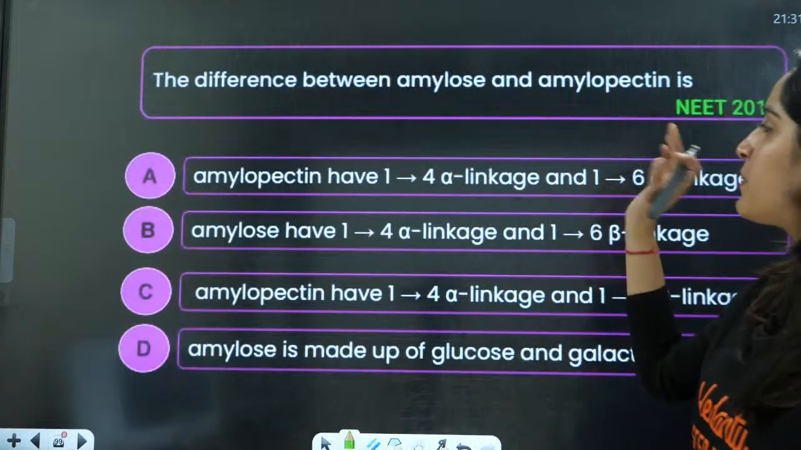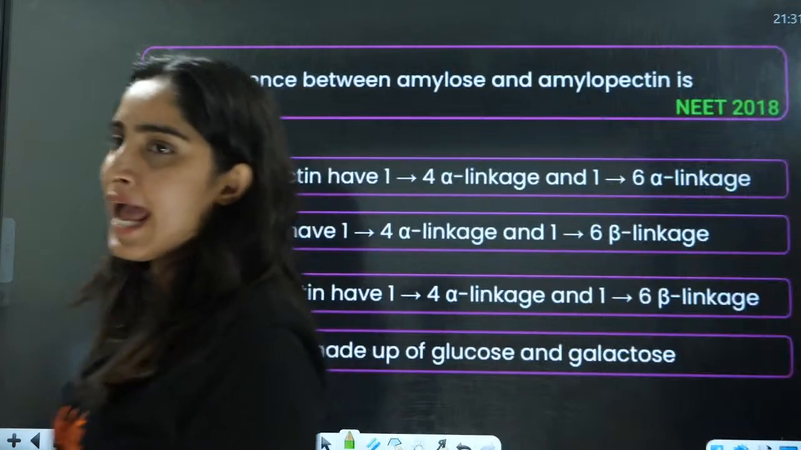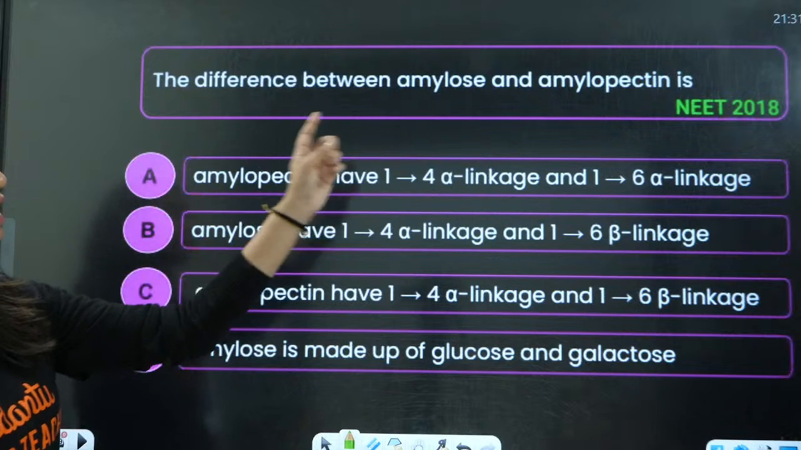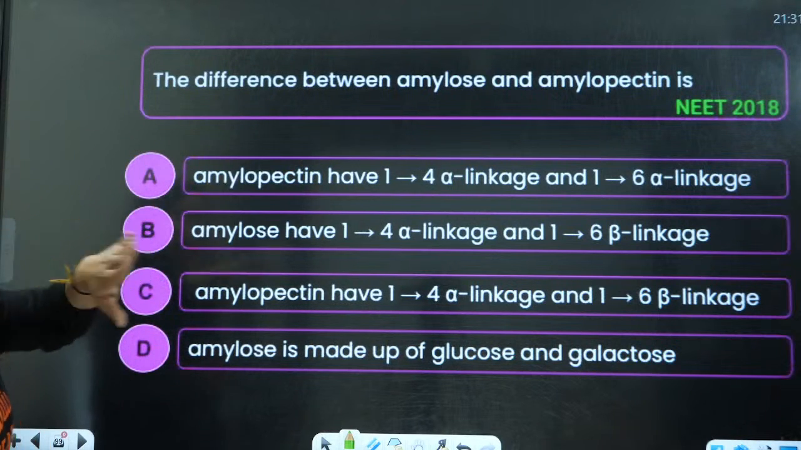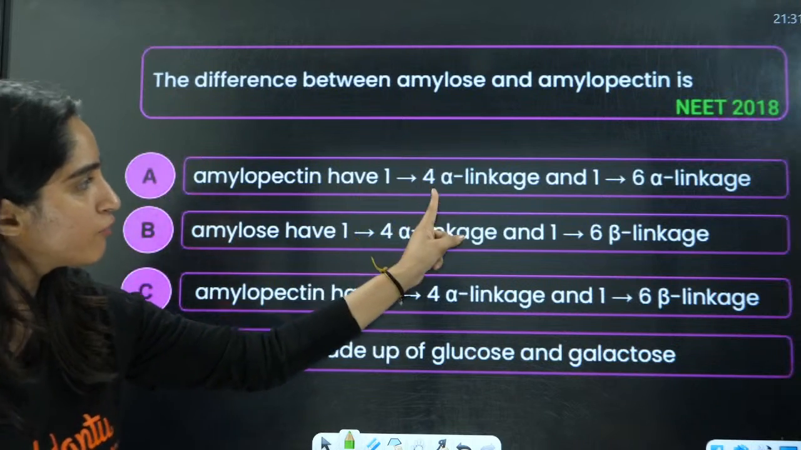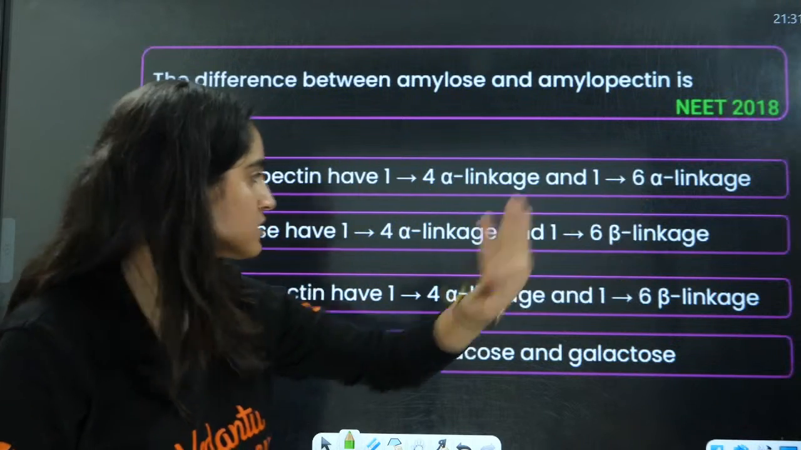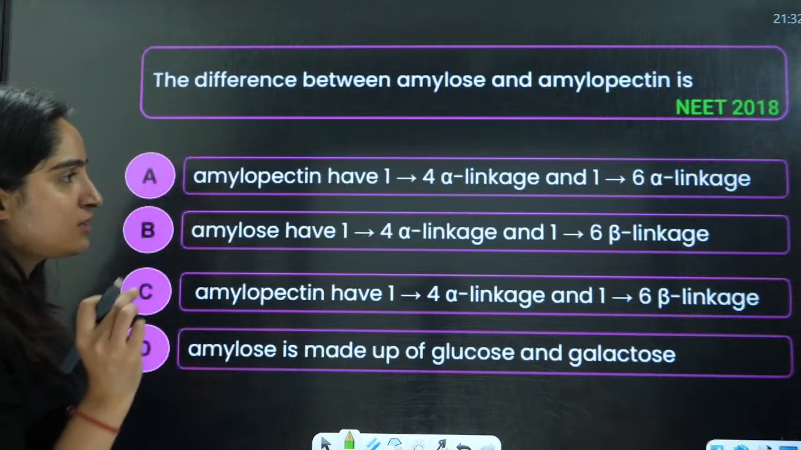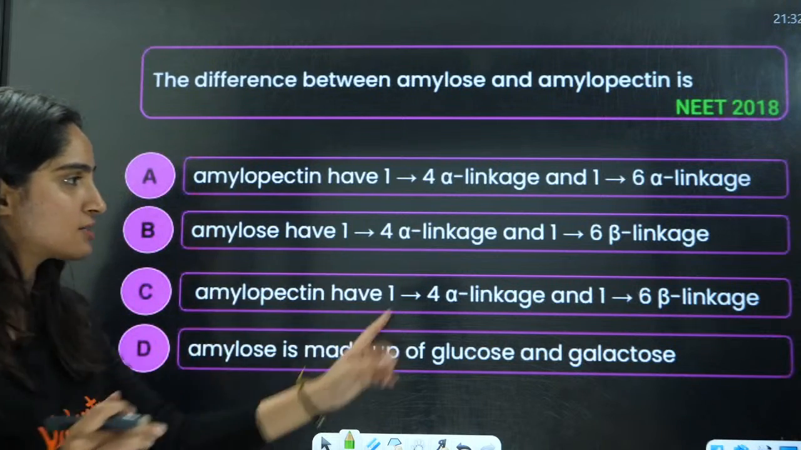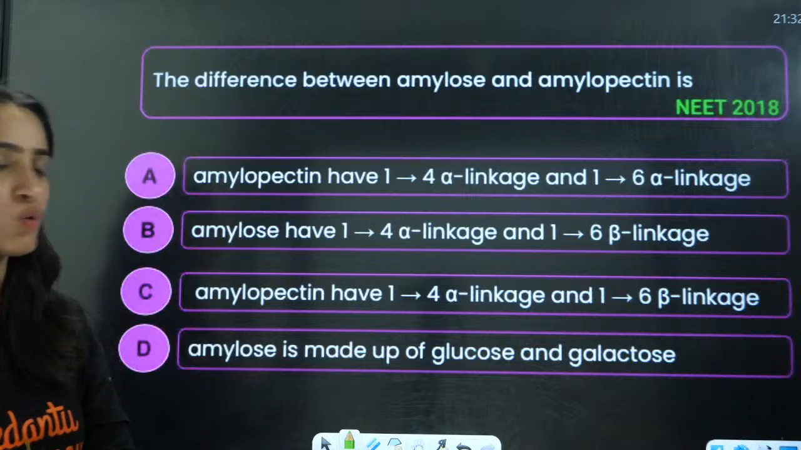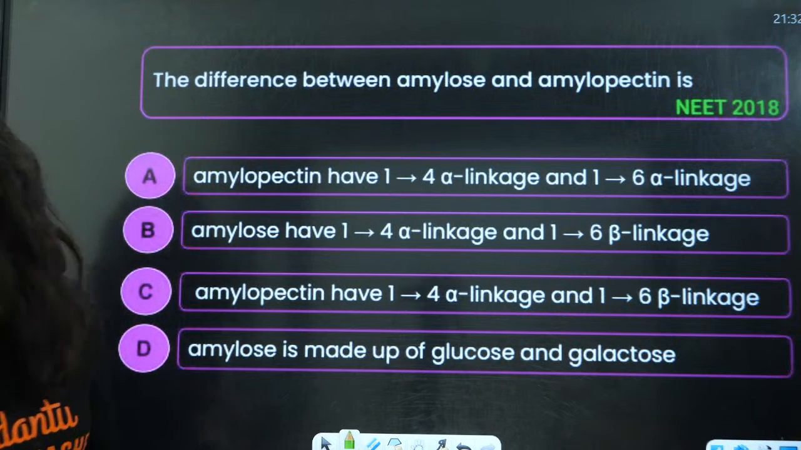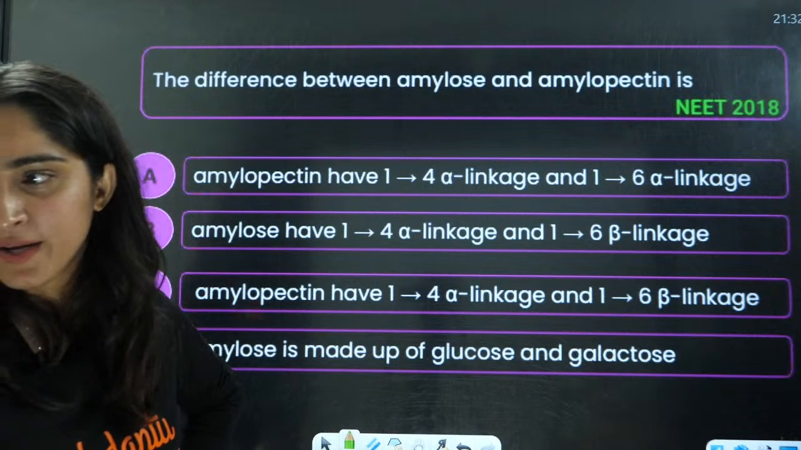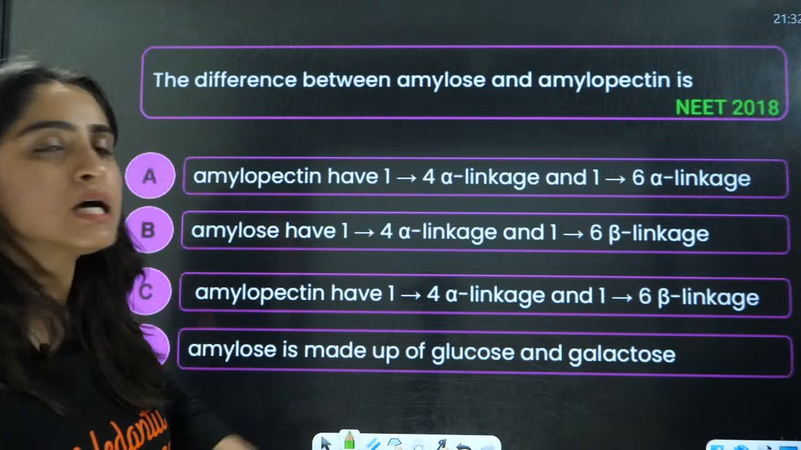Next we have the difference between amylose and amylopectin. Everybody, it is a 2018 question. Amylopectin has 1,4 alpha linkage and 1,6 linkage. Amylose has only 1,4 linkage. Amylose is made up of glucose and galactose. Everybody, what is the difference here?